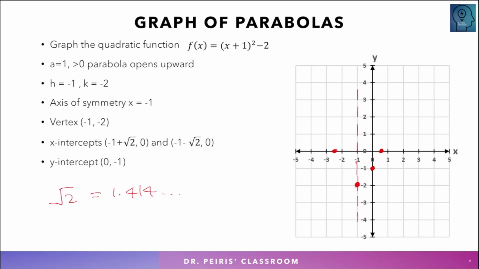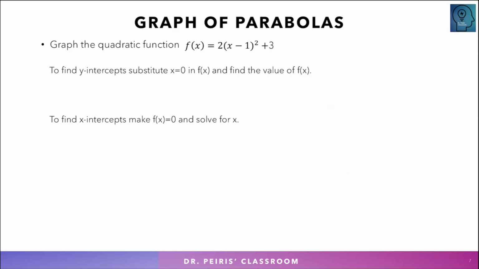Now we have everything, so we just need to connect the dots. Make sure that when you draw the curve, it looks like a parabola. It cannot be straight lines, it has to be a curve. Once you draw it, you're supposed to see that your parabola is symmetric about the axis of symmetry. So this is how we can easily graph parabolas when the quadratic function is given in standard form. So let's see another example.